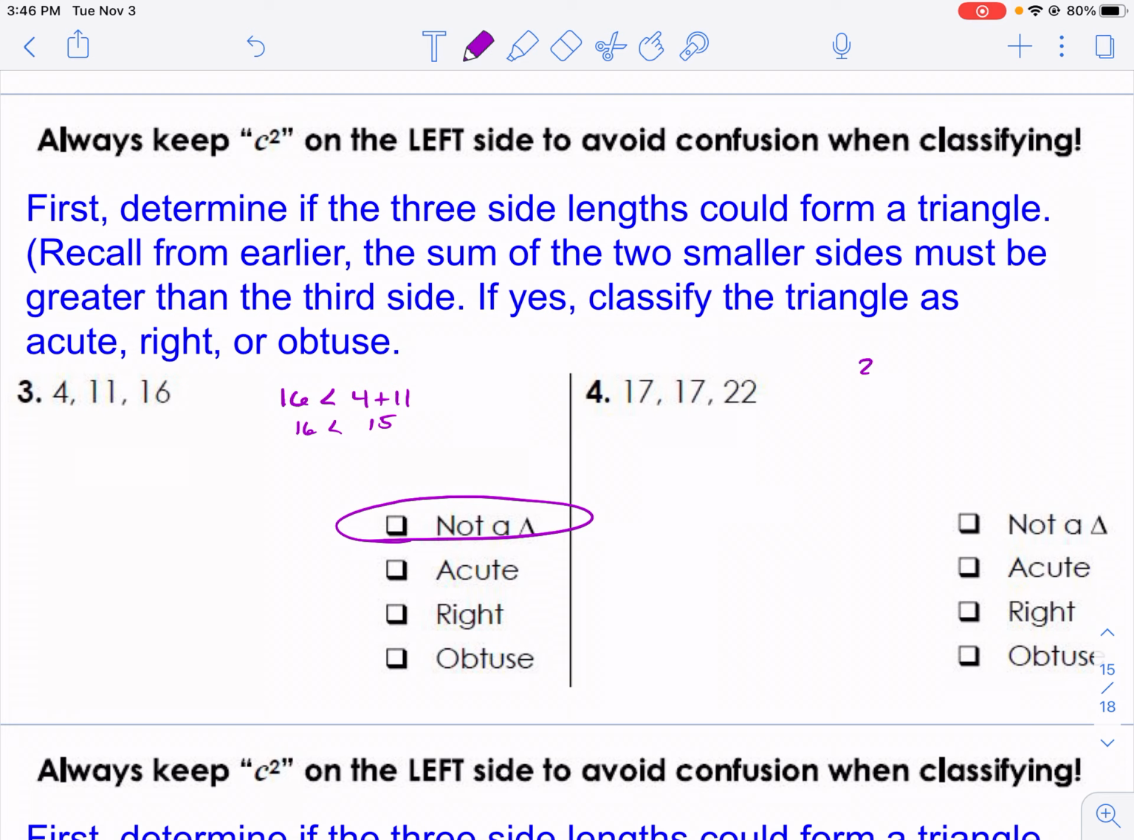So we would have done the same thing, 22. We want to see if 17 plus 17 is going to be bigger, which is 34, is bigger than 22. So therefore, it is a triangle. We can continue on and classify it.